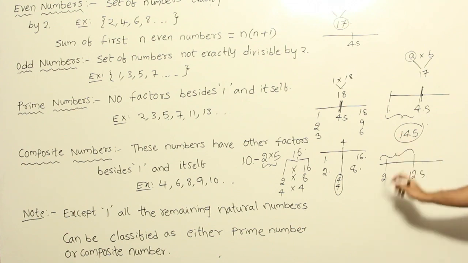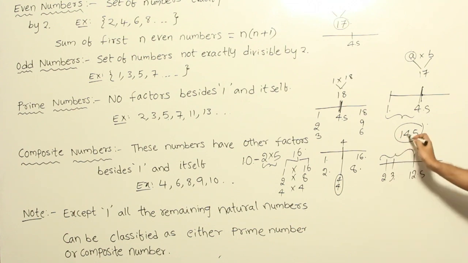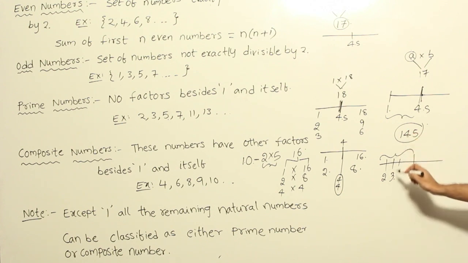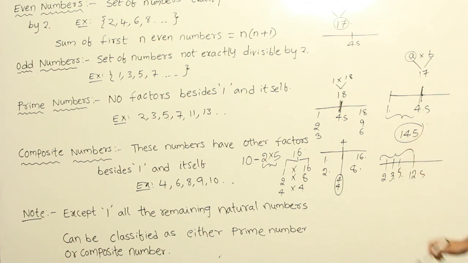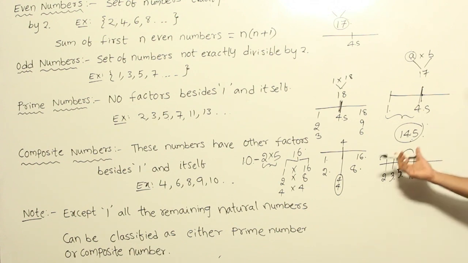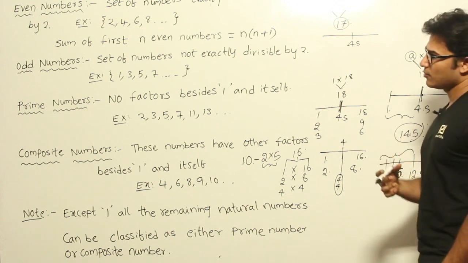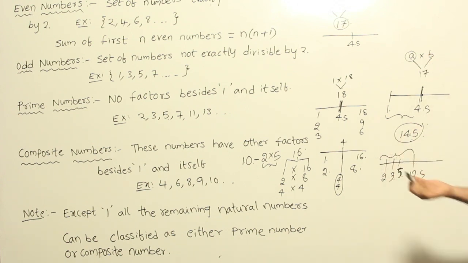It doesn't divide it. Second prime number is 3. 3 doesn't divide it, right? Next 4, 5. Yes, 5 divides it, isn't it? Therefore we can say that this number is having a factor other than 1 and 145. Therefore it is definitely not a prime number. It is a composite number, right? So you can test whether a number is a prime number or not by seeing this.